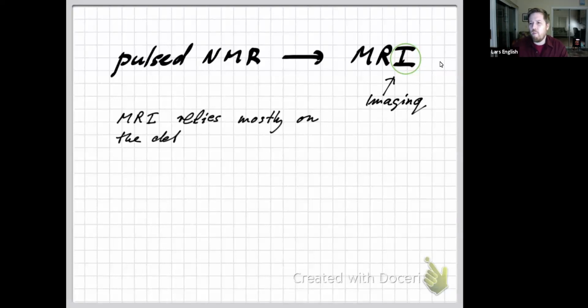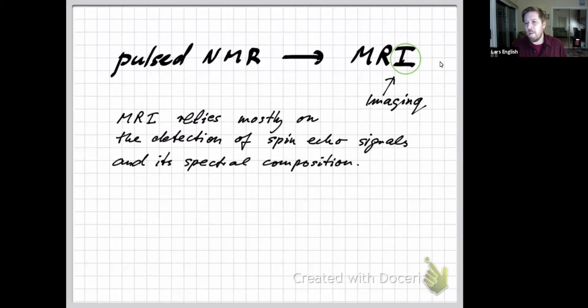Just very quickly now to wrap up this topic, MRI relies really crucially and centrally on the detection of these echo signals. So we're going to very much utilize these echoes to our advantage in MRI, but we'll also be very concerned with their spectral composition. So we're going to do a fast Fourier transform on these echo signals to see what their spectral composition is.